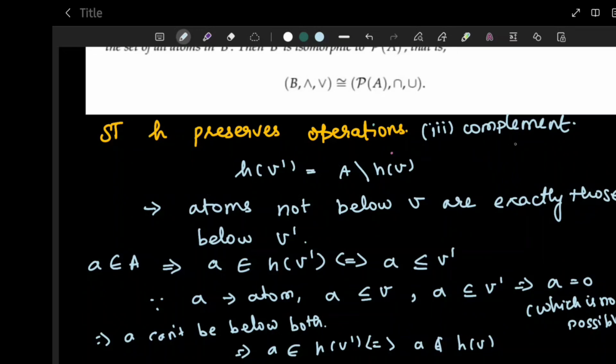Now let's see for complement operation. We want to prove that H of V complement is equal to A minus H of V. That is, the atoms below V complement are exactly those atoms in A that are not in H of V. I hope you understand. I'll repeat this. The atoms below V complement are exactly those atoms in A that are not in H of V.